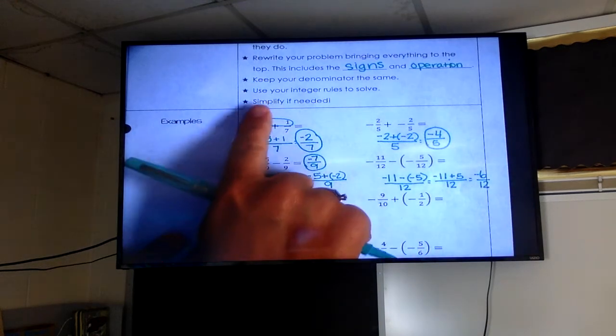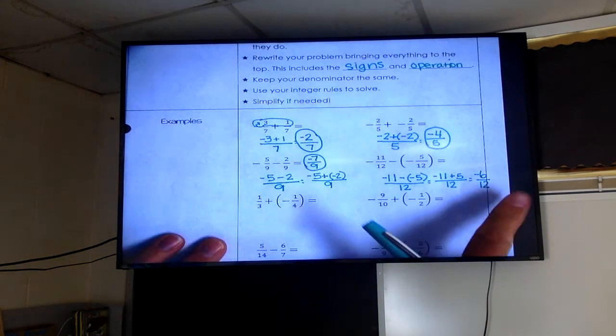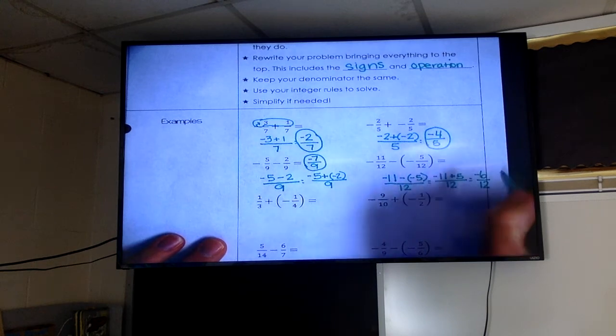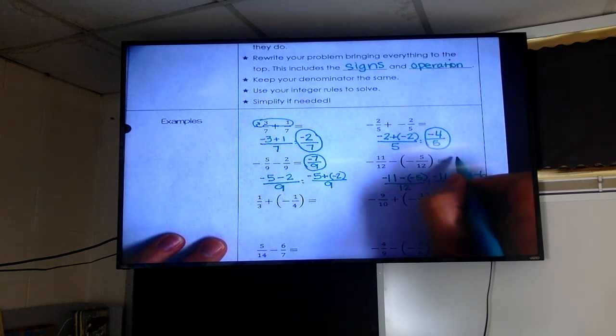Now, I'm not done here because remember, it said simplify if needed. This one can actually be simplified. -6/12. Okay, I know 6 can go into both 6 and 12, so my answer is going to be -1/2 in its simplest form.